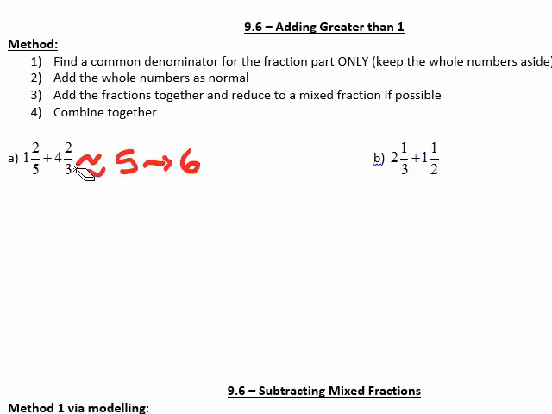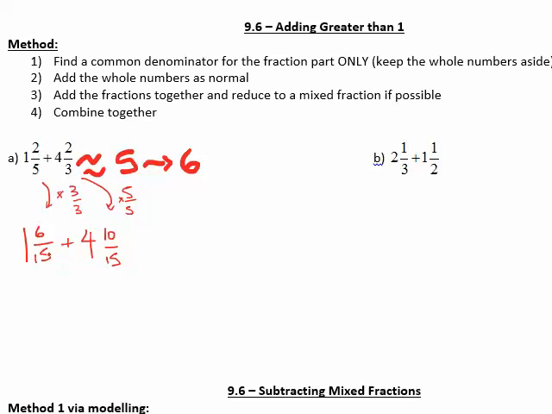So I have 5 and I have 3, and I see that my common denominator for the two of them is 15. So I multiply this fraction by 3 over 3, and I multiply the second fraction by 5 over 5. And so I just rewrite each fraction in equivalent forms. So 1 and 2/5 is the same thing as 1 and 6/15. And 4 and 2/3 is the same as 4 and 10/15.